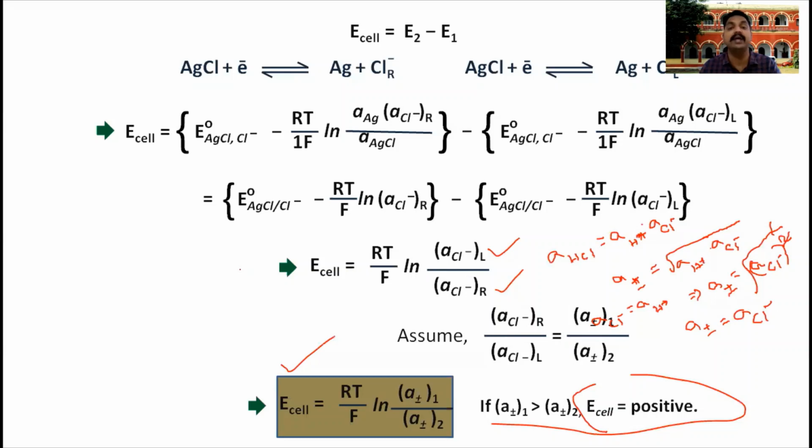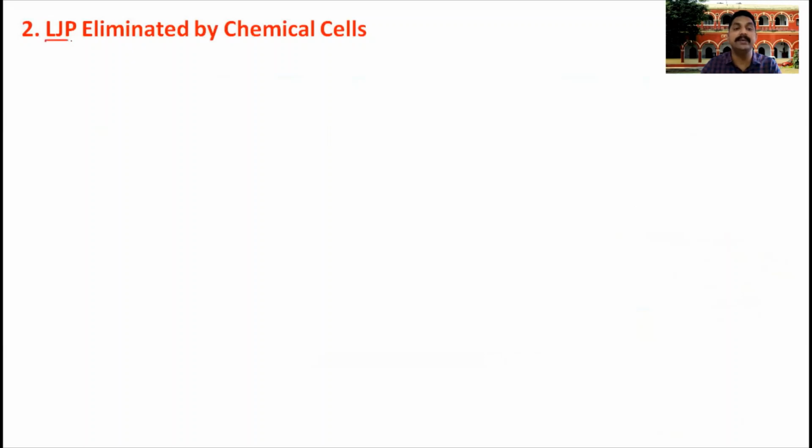is eliminated by using chemical cells. Here LJP is eliminated by chemical cells, which means we can construct the concentration cells by using chemical cells without transference. यहाँ पर chemical cells जिसका transference नहीं है, which means which are having no liquid junction potential, will be connected in opposite direction so that there will be no liquid junction potential in the overall concentration cell.